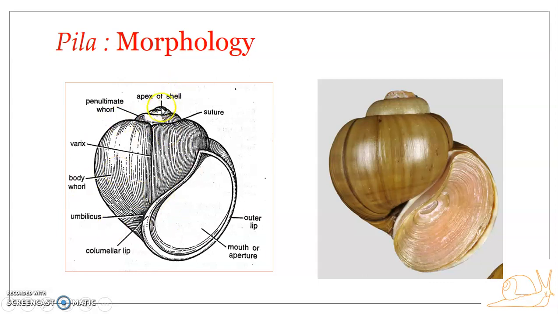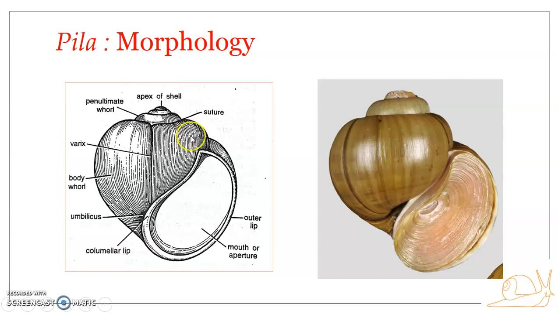So you have the apex, you have the spire. The spire consists of different layers of whorls. Then you have the youngest part of the shell, known as the body whorl. The body whorl and the penultimate whorl encase the major portion of the body.